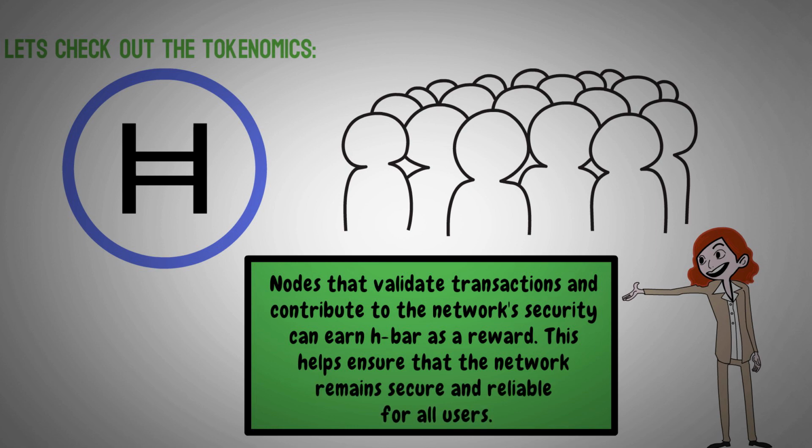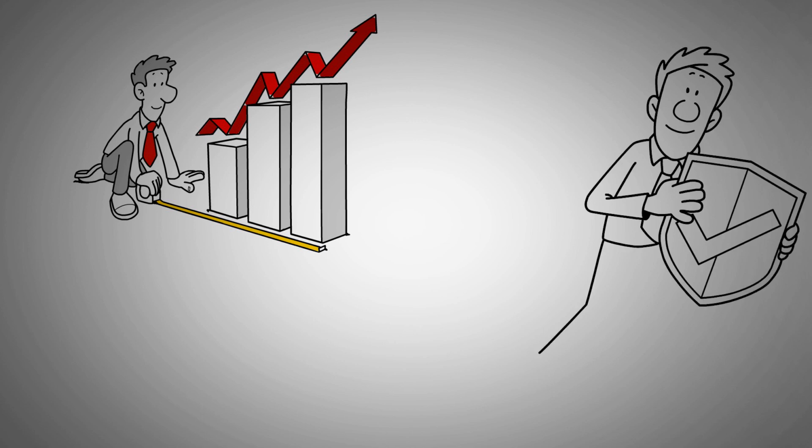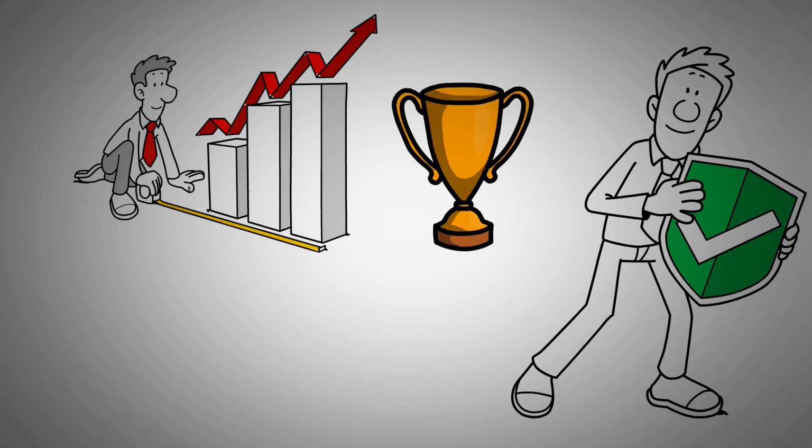Hedera operates on a proof-of-stake consensus mechanism and utilizes a limited supply of tokens. This means that as the network grows, the value of Hbar will also increase. The tokenomics also incentivize node operators to keep the network secure and functioning smoothly, making it a win-win situation for all involved. So there you have it, folks.